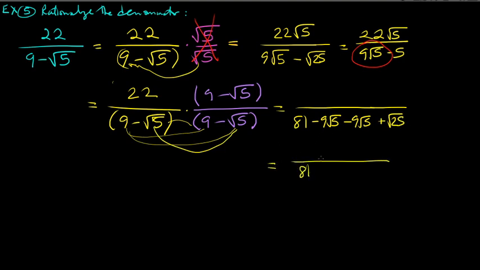So, yep, you get 81 plus 5. But then these terms don't cancel because they're both negative. You get minus 18 square root of 5. So your denominator will be 86 minus 18 square root of 5.